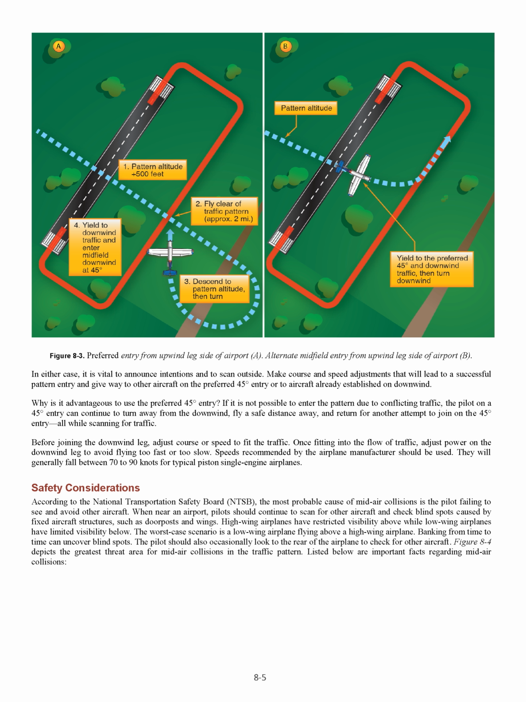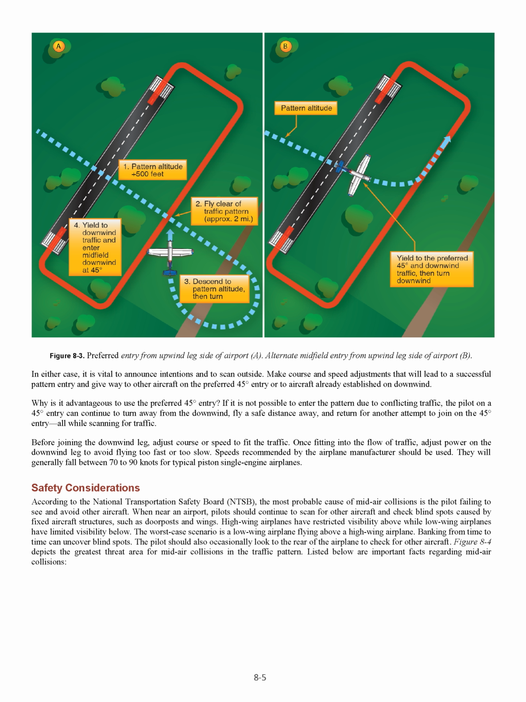High-wing airplanes have restricted visibility above, while low-wing airplanes have limited visibility below. The worst-case scenario is a low-wing airplane flying above a high-wing airplane. Banking from time to time can uncover blind spots. The pilot should also occasionally look to the rear of the airplane to check for other aircraft. Figure 8.4 depicts the greatest threat area for mid-air collisions in the traffic pattern.